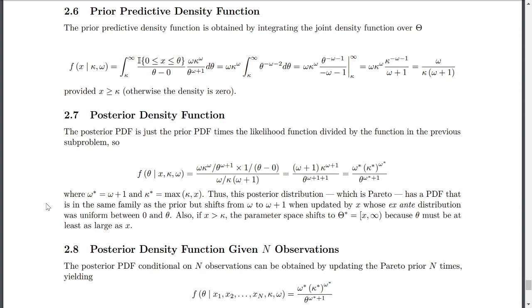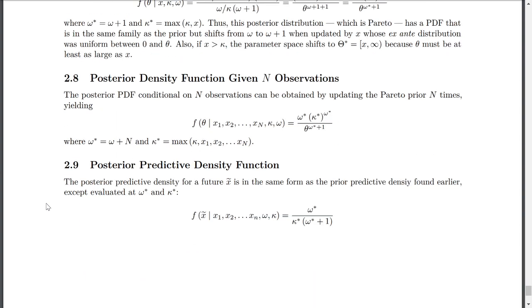So if you condition on n data points, that's like updating it n times, and then you can predict a future value based on the posterior predictive distribution that you obtain the same way as the prior predictive distribution. It's just using your posterior parameters for the shape of the thing rather than the prior ones. So you can look through that.